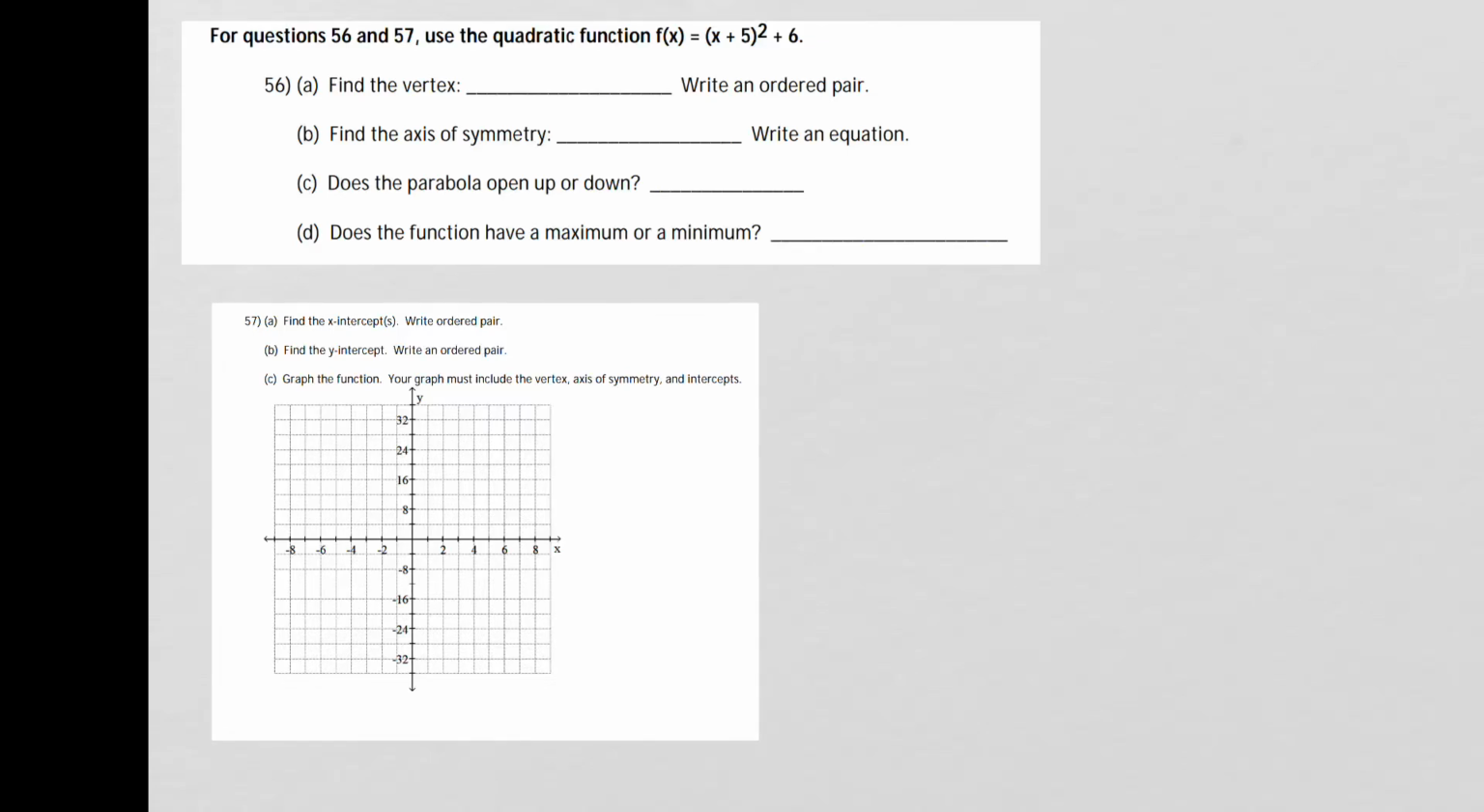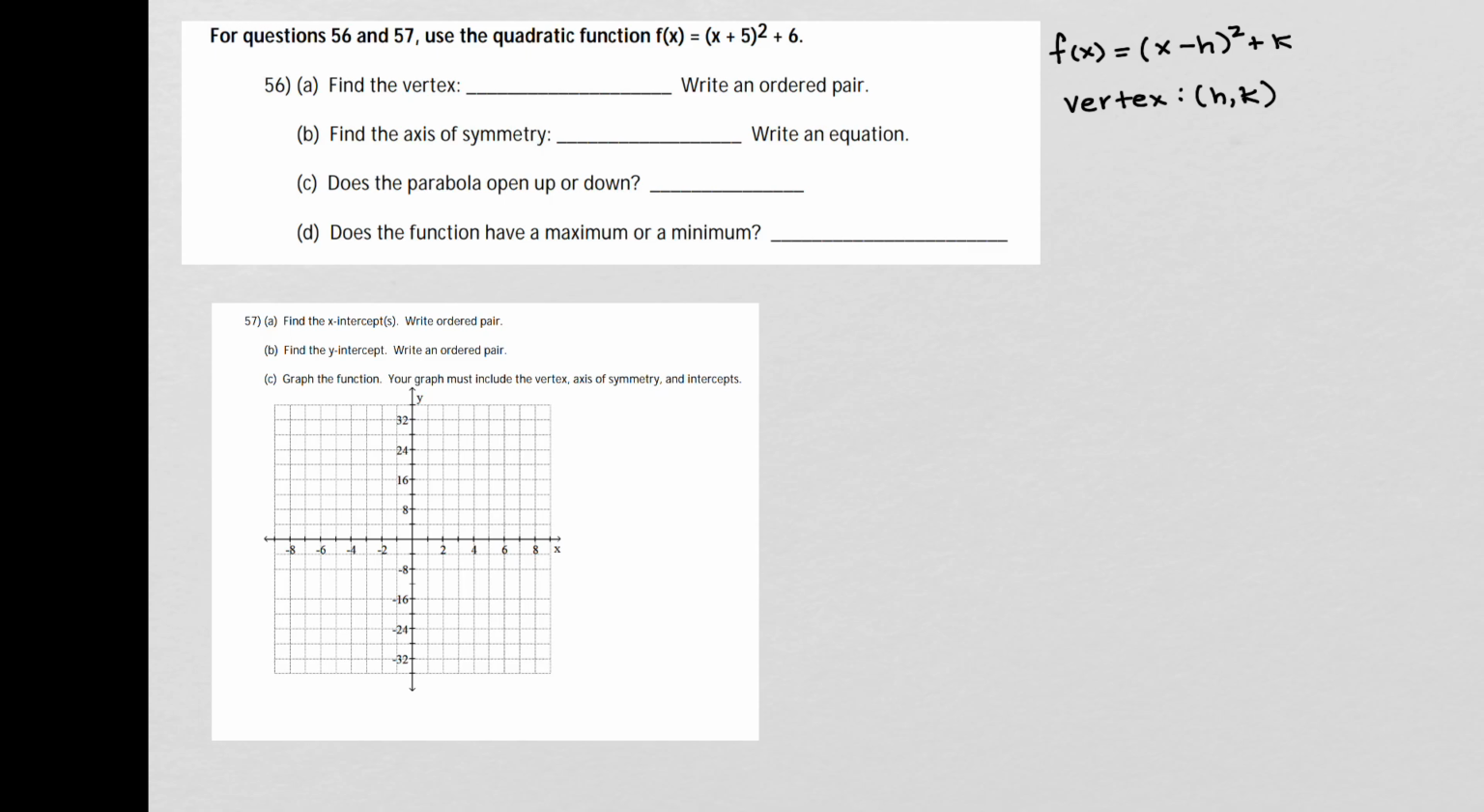In this problem, we're using the quadratic function f of x equals (x plus 5) quantity squared plus 6. The first thing we want to do is find the vertex. So in this format, we know that if f of x equals (x minus h) squared plus k, then our vertex is the point (h, k).